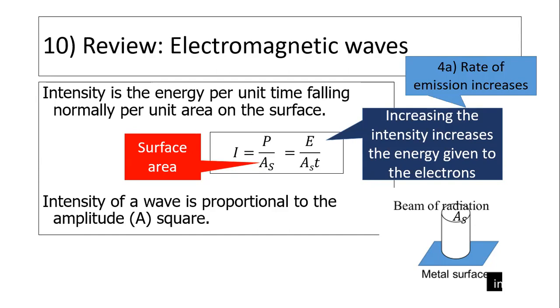So yeah, you can explain. Electromagnetic theory can explain the rate of increase. The rate of emission increases with intensity of the radiation. Increase the intensity, increase the energy given to the electron, so more electrons can escape. That explains your 4A. Rate of emission increases with intensity of radiation.